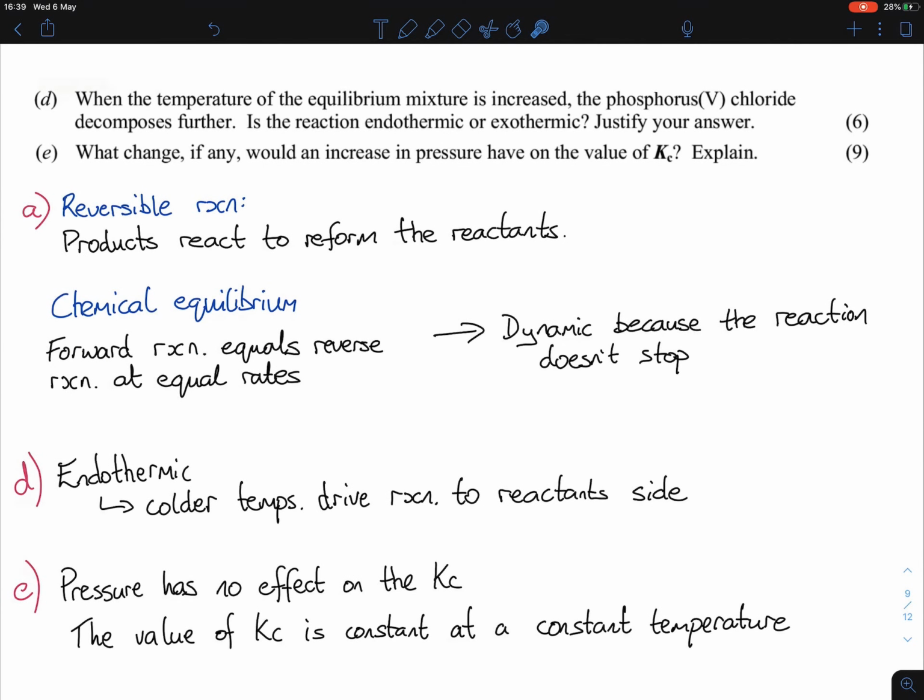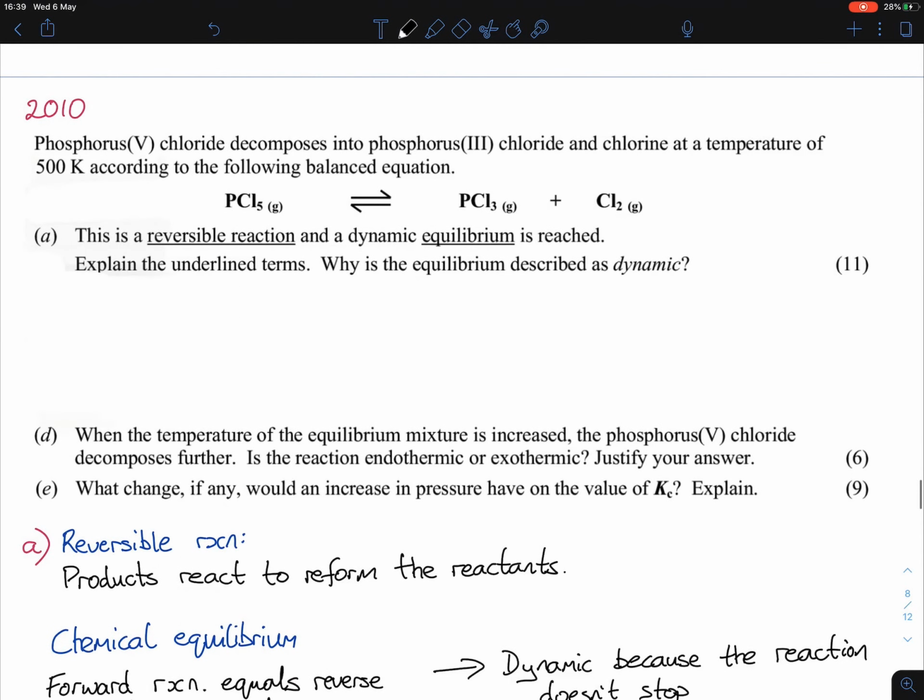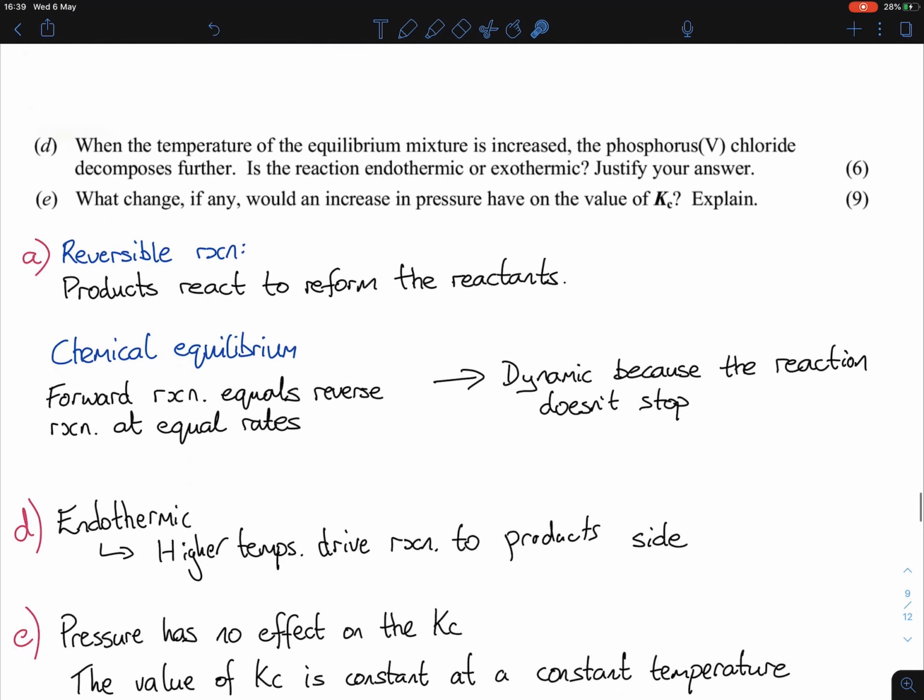Oh, I have that written down wrong here. I knew I did. It's endothermic because higher temperatures favor the product side. It's the exact opposite. And that's just something you have to learn off. In the past, we've been dealing with what happens if you cool things down. In this case, we're asked what happens if you increase the temperature. So if we increase the temperature and it drives the reaction towards the product side, it's endothermic, and you state your reason why: higher temperatures drive the reaction towards the product side.